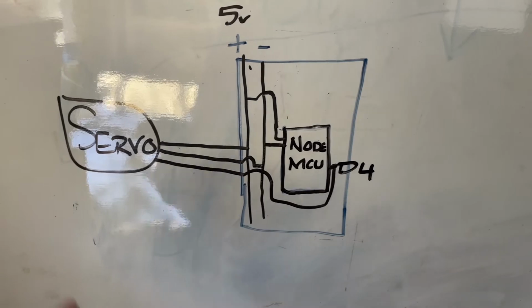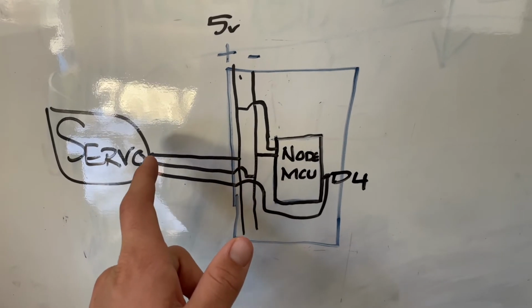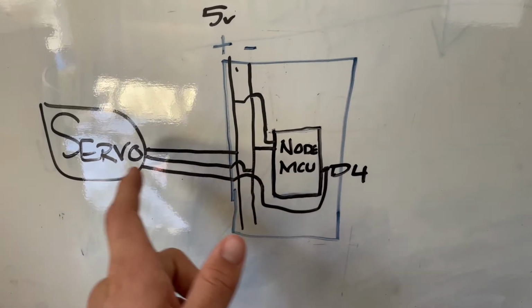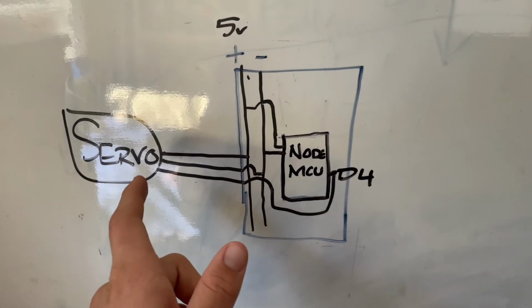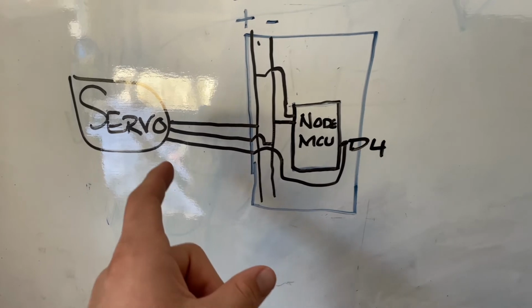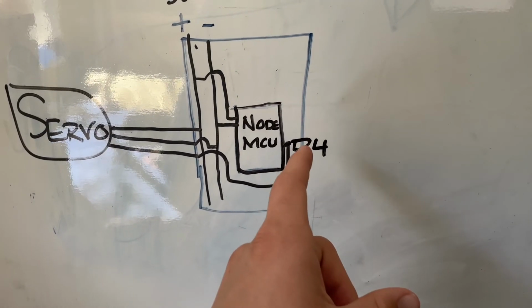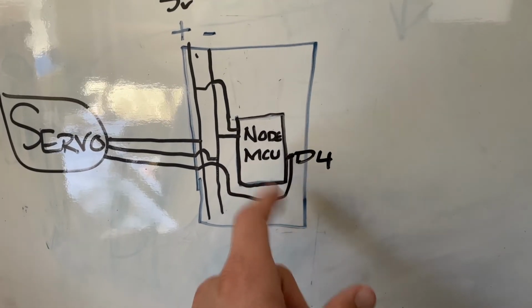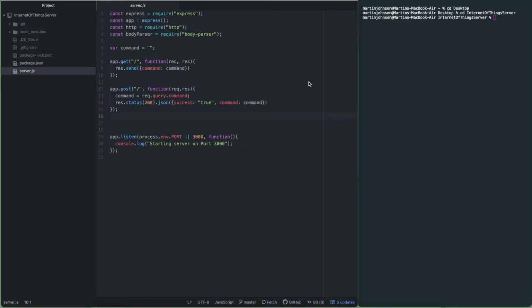And then you have your servo, which is positive connected to the positive 5 volts, negative connected to the negative. And then the servo's actual signal wire, which is usually, like on mine, yellow, is connected to the D4 pin on the NodeMCU. So here's the code for making the web server.